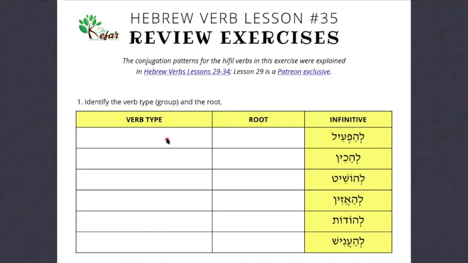And by type, we know that they all fall into the Hif'il binyan, but within the binyan, how do we categorize them? And you don't have to use the exact names that I come up with. They're not official names. If you categorize them in a different way to help you remember them, that's fine. What's important is just that you know how to identify them so that you'll know how to conjugate them. And then there's also space for you to put in the root as well.